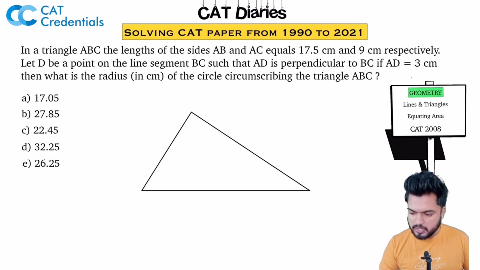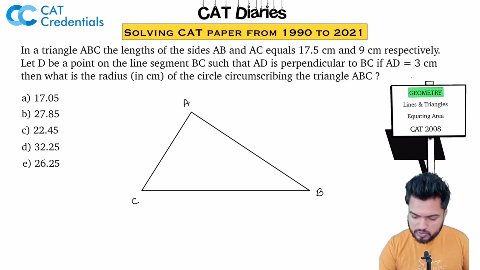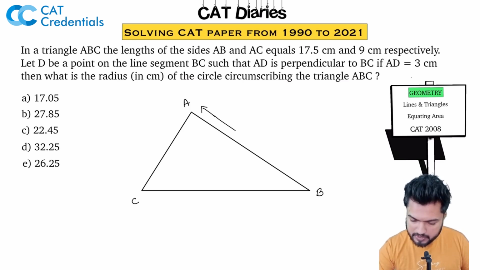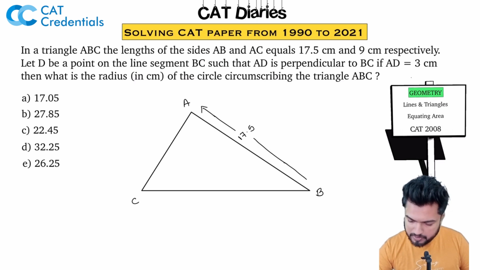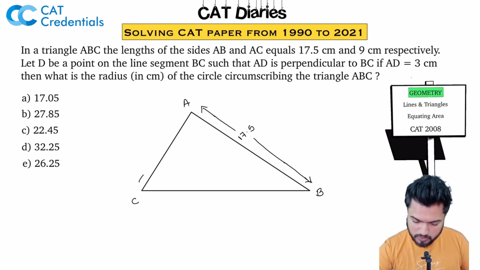So this is the triangle. Let's name it ABC. What is given to me is AB equals 17.5, so this length is 17.5 centimeter. That's what I'll write here. And AC equals 9. Okay, so let's put this AC as equal to 9.